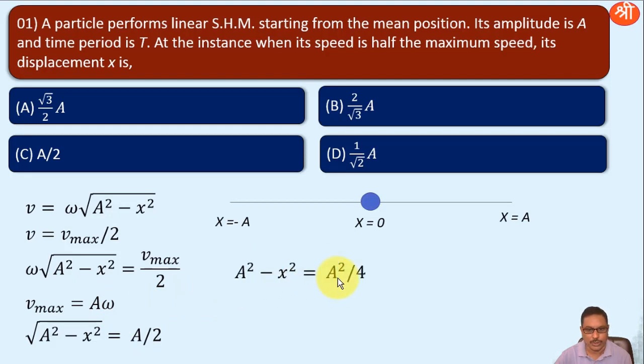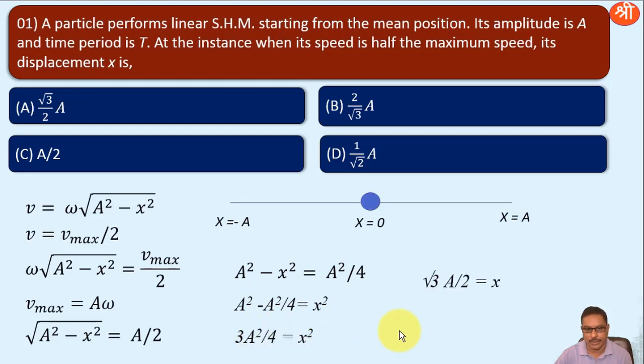Take square of both sides, we get this step. Transfer this a square by 4 to the left hand side and this minus x square to the right hand side. We get this next step. This minus x square becomes plus x square. This a square by 4 becomes minus a square by 4. Solve this, we get this next step.